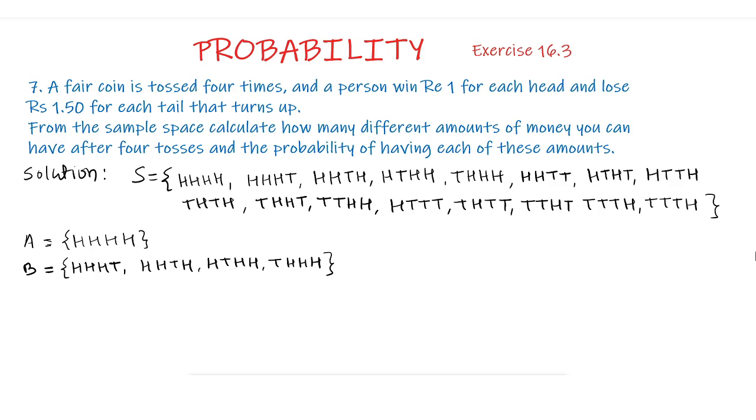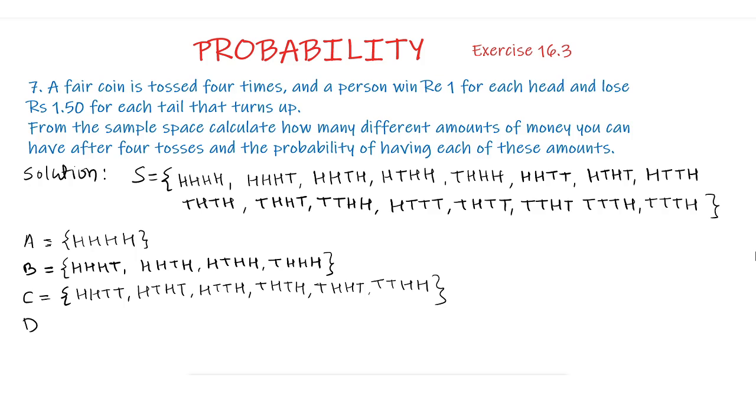Let event C be 2 heads and 2 tails. So the elements from the sample space for this event are head, head, tail, tail, head, tail, head, tail, head, tail, tail, head, tail, head, tail, head, tail, head, head, tail, tail, tail, head, head. So these are 6 elements in event C of 2 heads and 2 tails.